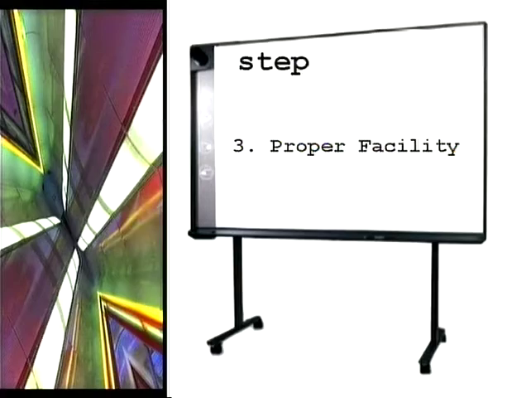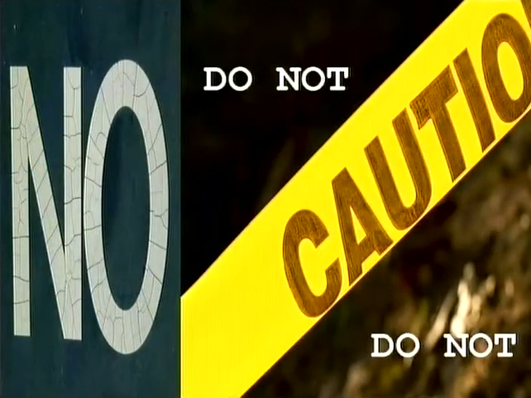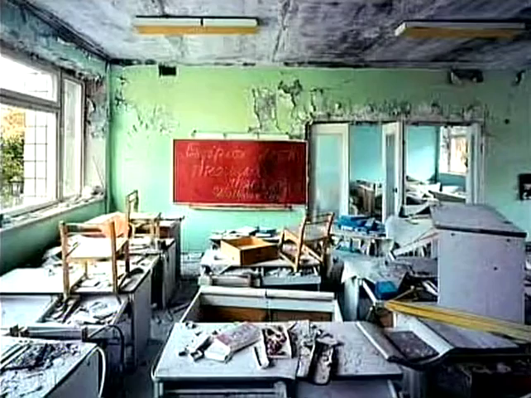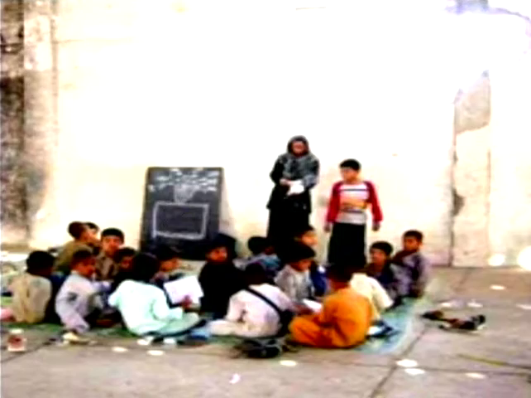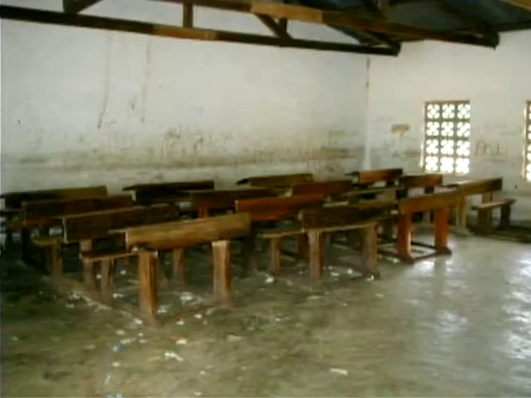Now, let's move on to the third step, proper facility. Let's see the don'ts first. Never have a facility that will put your students and you at risk. Never have your students sitting on the floor or in a filthy place.